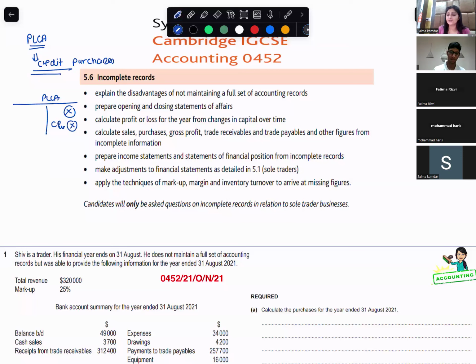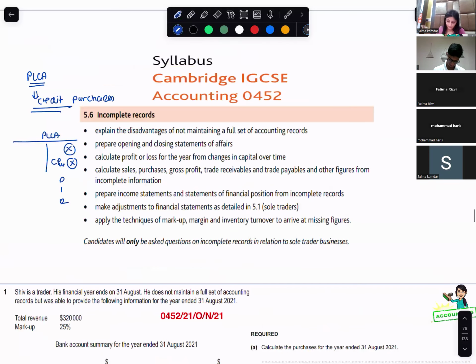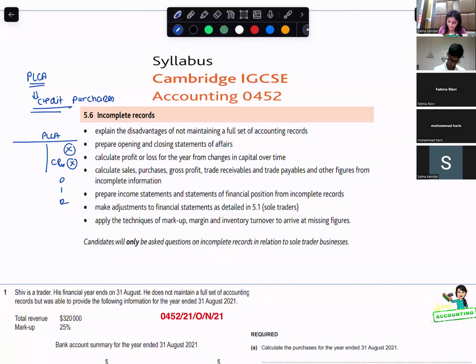Below that, three unusual items. What are those three unusual items? Dishonored cheque, interest charge, and refund. On the debit side, what will you have in a PLCA? Purchase returns. PLCA, purchase return. What else?